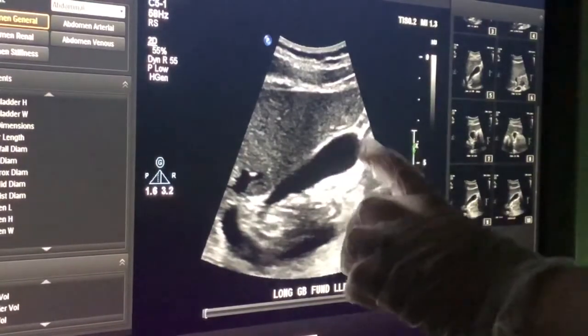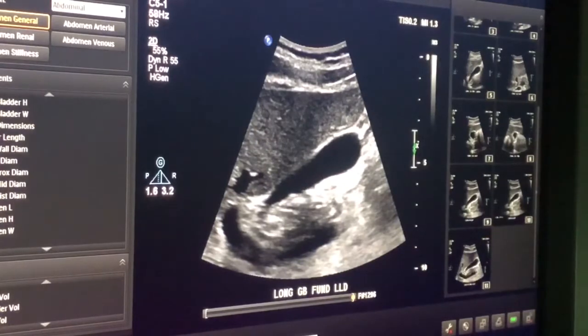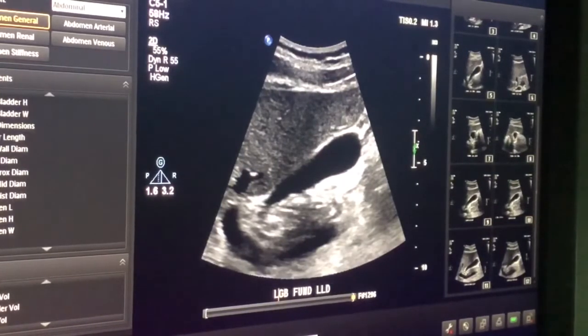So this is a nice image focusing on the fundus. It's clear all the way around and there are no echoes, and you can still see the rest of the gallbladder. So that's long. Now I'm going to switch to transverse and focus on that neck again.